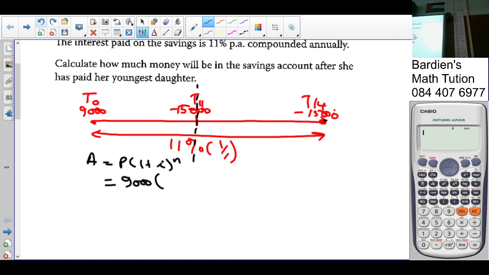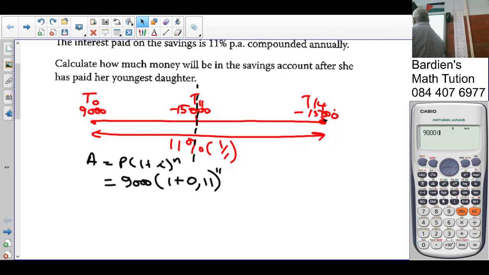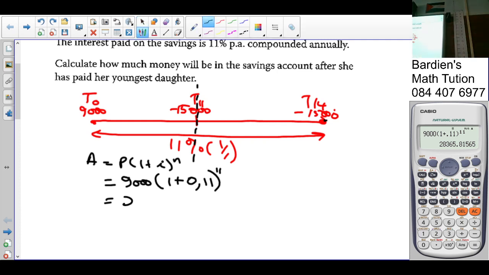So what do we have? 9,000 into 1 plus 0,11 to the exponent, sorry? 11. So it is 11 years. Put that in the calculator. So it's 9,000 into 1 plus 0,11 to the exponent 11. That gives you 28,365.82.